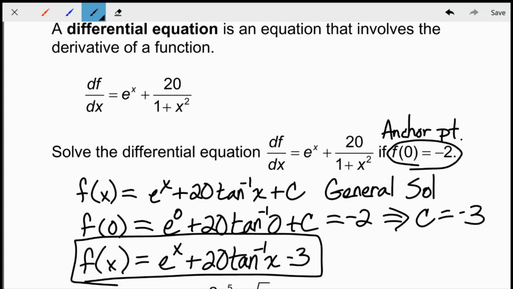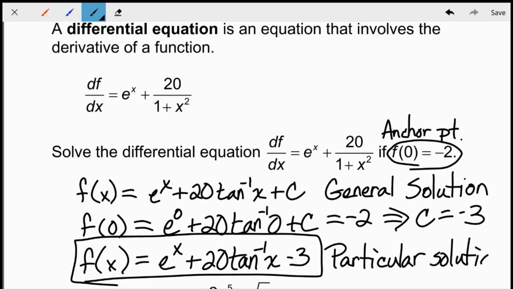And the reason that's the general solution is because I have the plus c in there. There's an infinite number of curves, but these are all the possible curves that have the derivative function e to the x plus 20 over 1 plus x squared. This solution that I have boxed in is called the particular solution. So it is the particular solution that goes through the point that we were given.